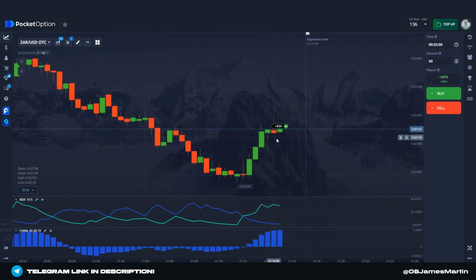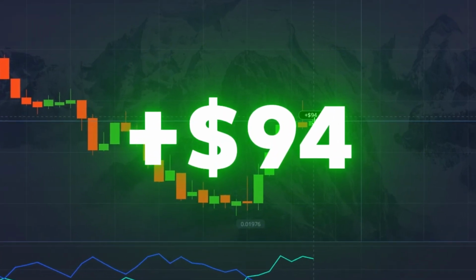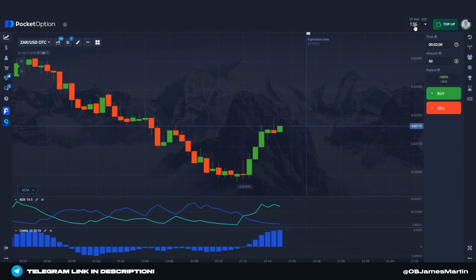Yeah, guys, look at my balance right now, $94 of net profit, 136 in total. In this good trading session, I have grown my account very, very well. And now I will stop here. That's enough for today.